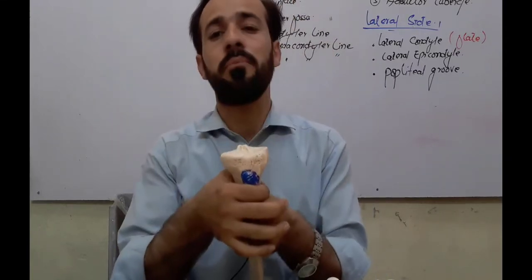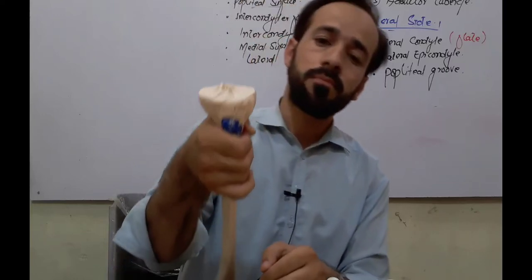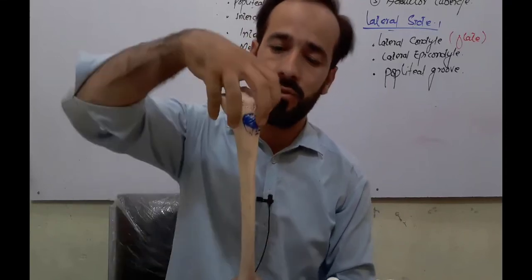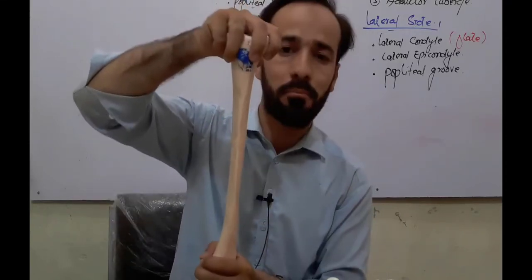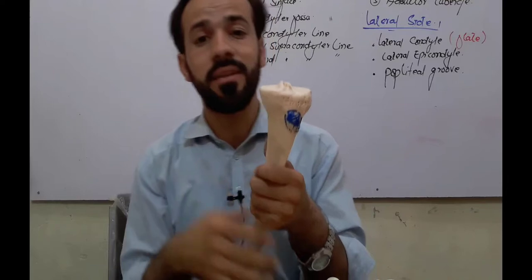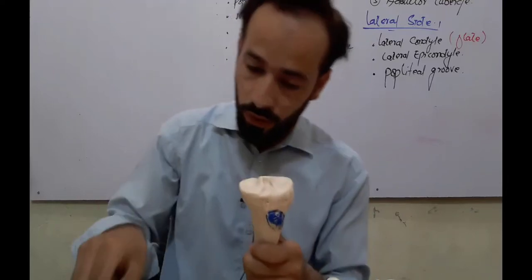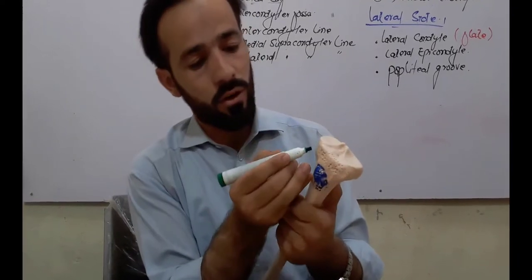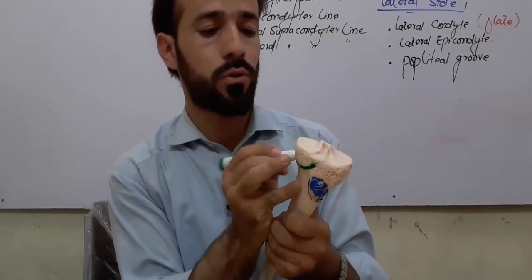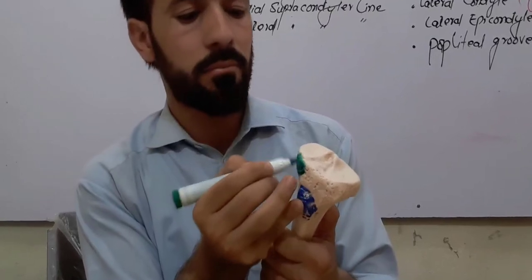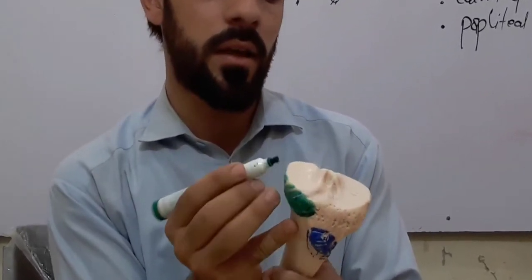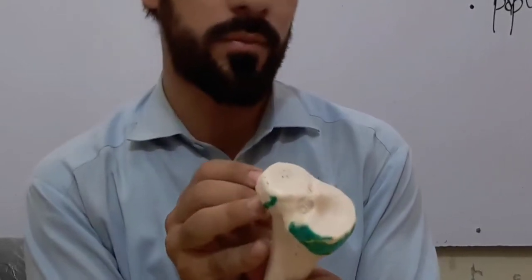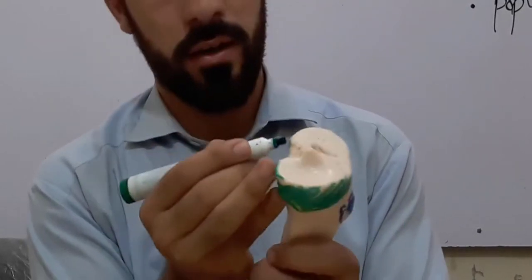Now let us see all the important external features of the upper end of the tibia, as we have divided it into an upper end, a shaft, and a lower end. We will see them in the next lectures. Look carefully. First, there are two condyles in the upper end of the tibia. That's so simple. There is a medial condyle and a lateral condyle. So here is your lateral condyle.